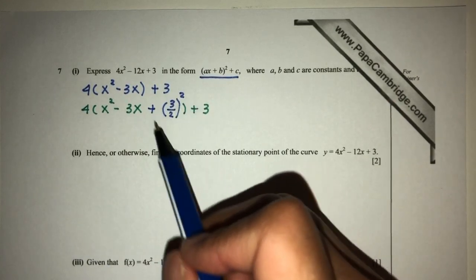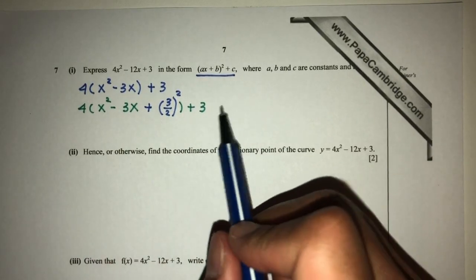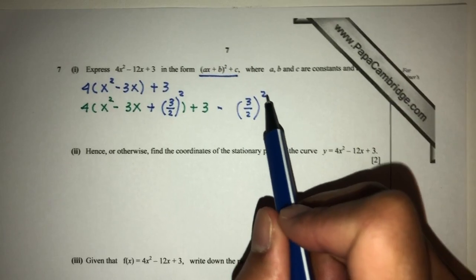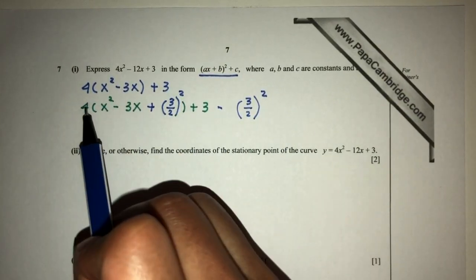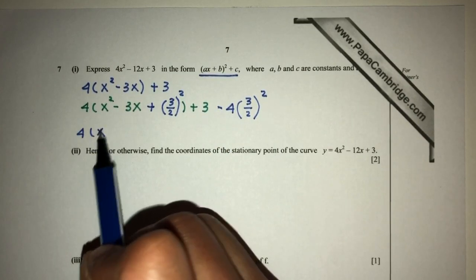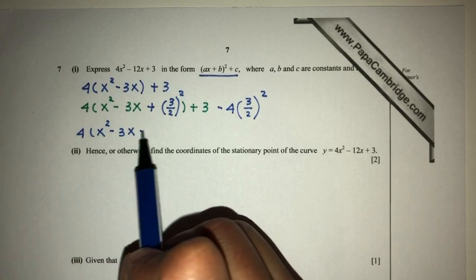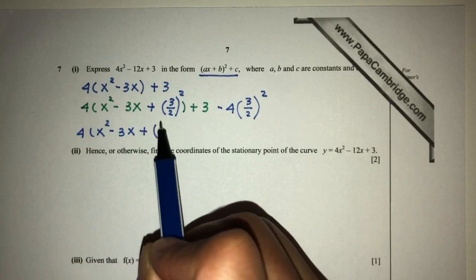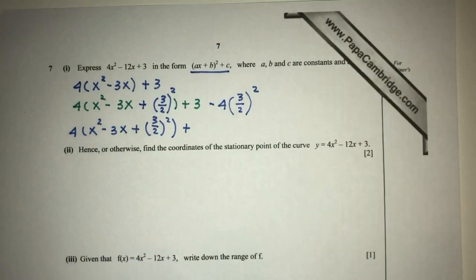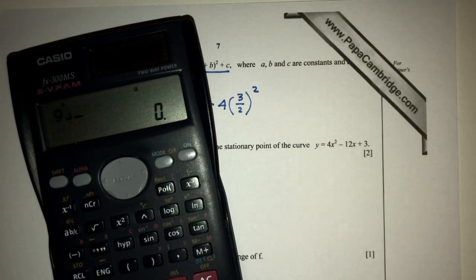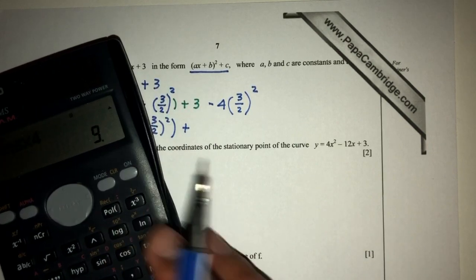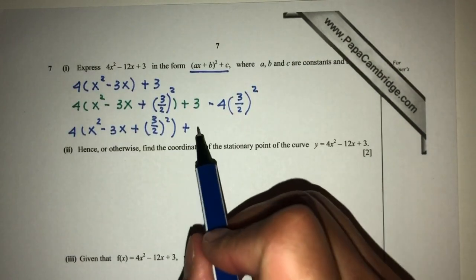Now, of course, when you add something, you also have to minus the same value, so your equation does not change. So that will be the value, but of course now it is inside the bracket. You will also have to give it the value of 4. So you have 4 times x squared minus 3x plus 3 over 2 squared, plus 1. This will become what? Let's see. So we expand, that will be 9 over 4 times 4. That will be 9. 3 minus 9, that will be minus 6. So that will be minus 6.